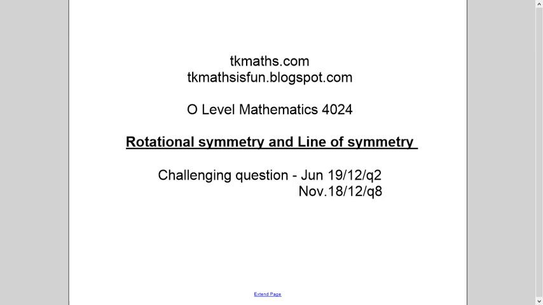In today's video, I will explain to you the concept of rotational symmetry and line of symmetry. This topic is a part of the syllabus of O-level mathematics, the code is 4024. To explain this concept, I have picked up two questions from CIE exams: June 19 variant 1 question 2 and November 18 variant 1 question 8.